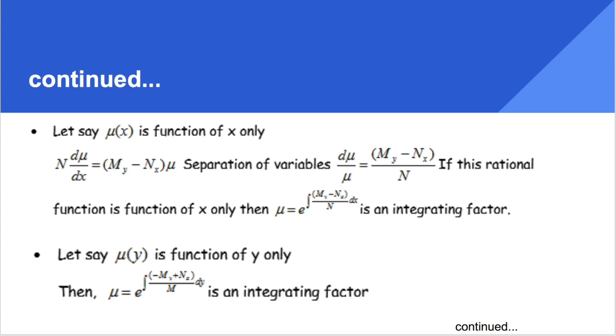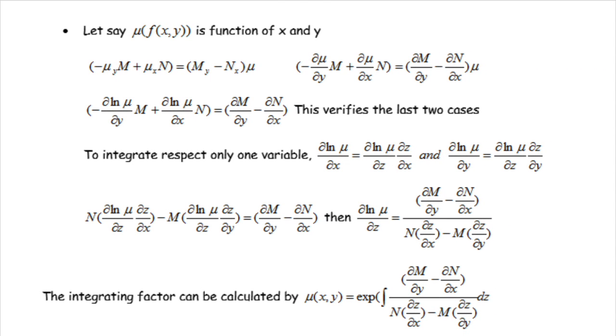Or, let's assume mu is a function of y only. By doing similar work, we find the integrating factor mu should be e to the power of the integral of Nx minus My over M dy. If the function mu is not only of x or y, but both, when taking the derivative of mu M and mu N, we take the partial derivative of mu with respect to y and x also. Therefore, negative d mu dy times M plus d mu dx times N equals My minus Nx times mu. Move mu to the left side, and we have the equation as shown.